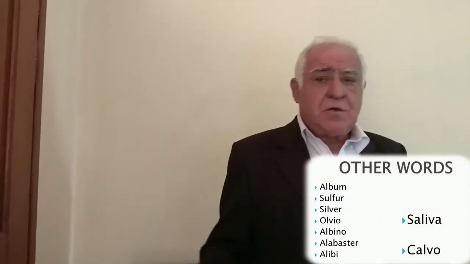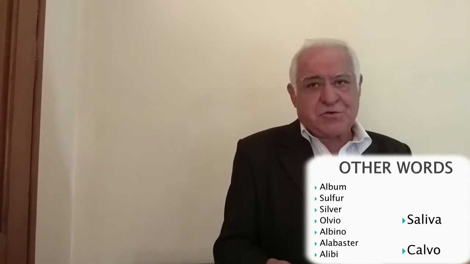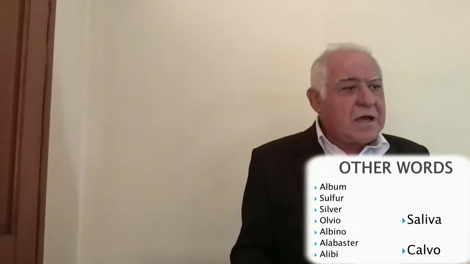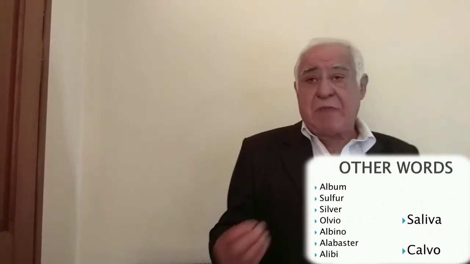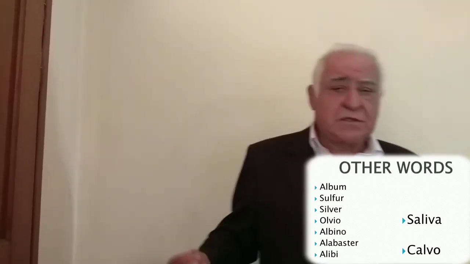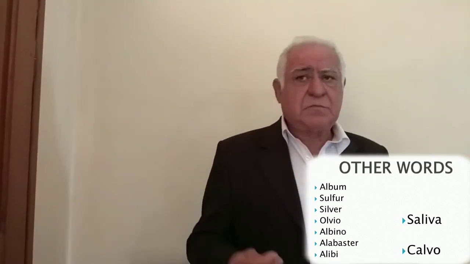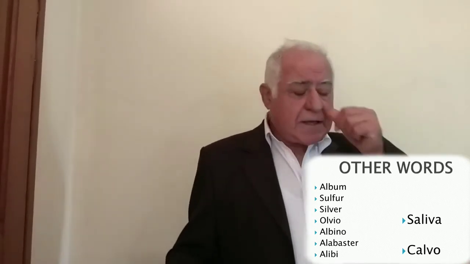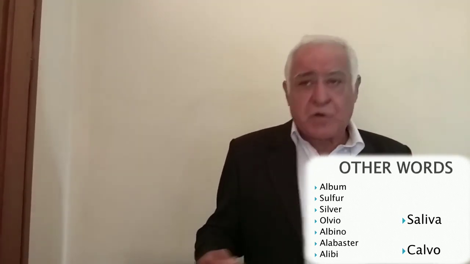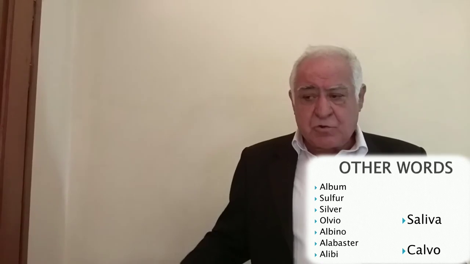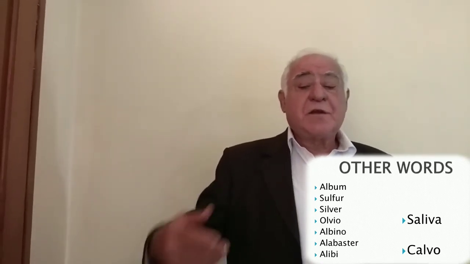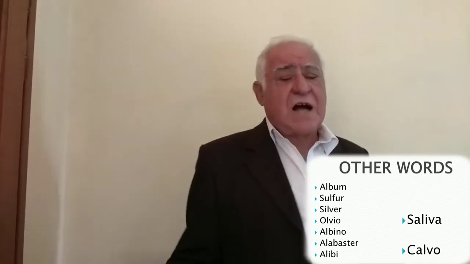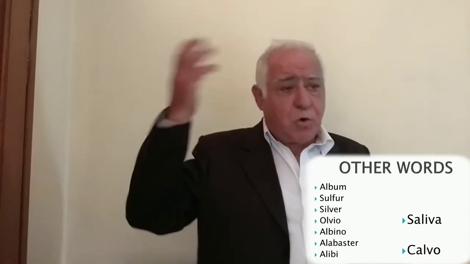We have sulfur, which is whitish. And we have silver, of course, which is white. And we have olvio in Latin, which means glorious, in the symbolic sense. Then we have the albino, which is a condition with some pigmentation problem. And then we have alabaster, and alabai in the metaphorical sense of being innocent, it gives you innocence. And then we have saliva, which is white, and then calvo in Italian or Spanish, which means bold.